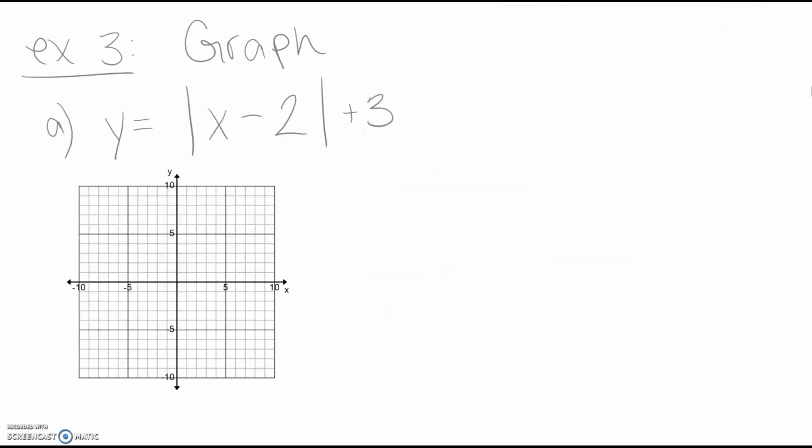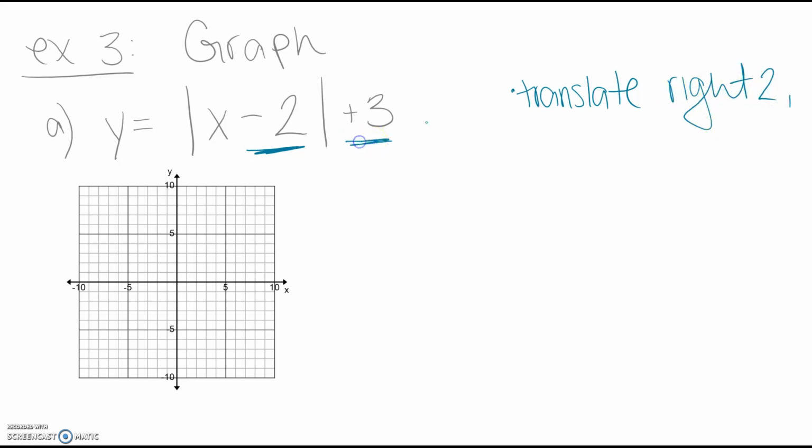Alright, last kind of example is graphing. This is what we practiced yesterday. So graph y equals the absolute value of x minus 2 plus 3. So what I recommend you do for these examples is first list your transformations. So we're translating. We got a minus 2 inside, so that means we're going to translate right 2, and then a plus 3 on the outside, so up 3.